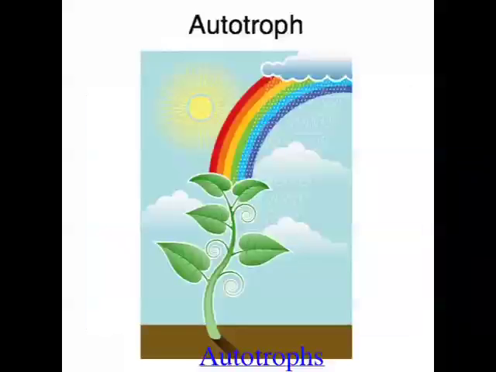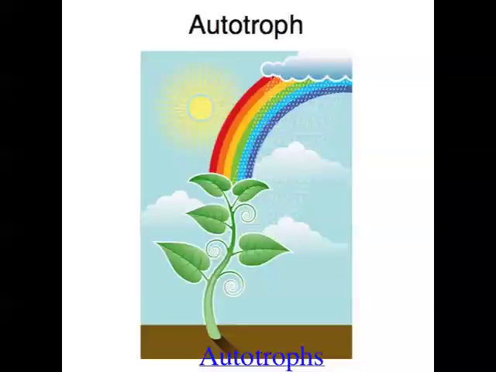Now there are two main types of living organisms. There are autotrophs and there are heterotrophs. So autotroph means self-feeding, and autotrophs can either be photosynthetic, and that basically means they synthesize food from photo or light, or they can be chemosynthetic. So that basically means they make their own food from the energy derived from chemical reactions.